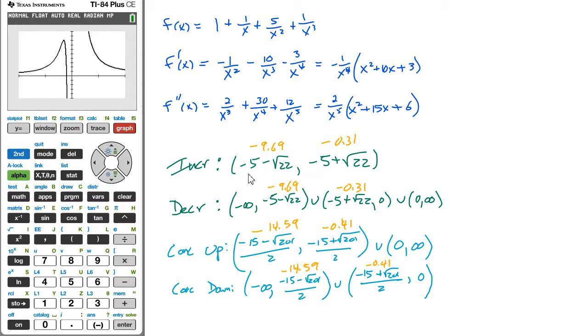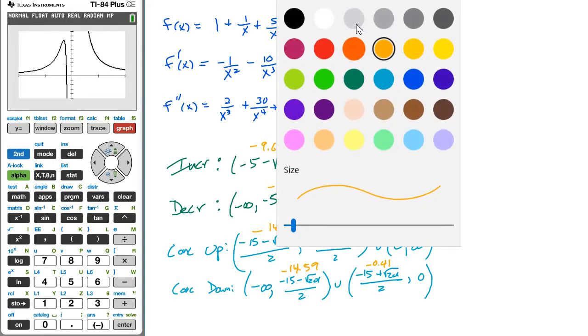So first of all, I should be increasing from -9.69, which is way out to the left, which we can look at later, up through about -0.31, which would be about here. So I'm increasing through here, and then I'm decreasing from -0.31 to 0, so this is a decreasing interval, which we see right here. And then we're also decreasing again starting just past 0, so it's an open interval at 0, all the way out to infinity. Okay, so we verified, this makes sense. Let me, I guess we'll verify things in gray here.